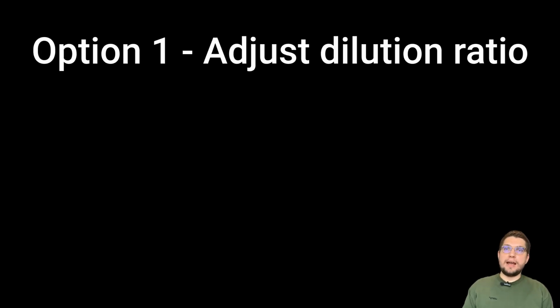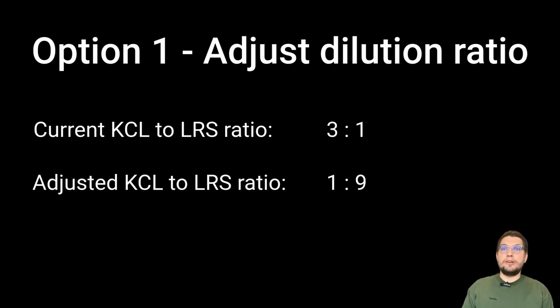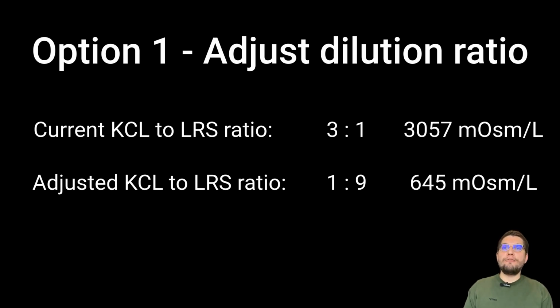Here are the 3 practical solutions. Option number 1, you can adjust the dilution ratio. For example, increase the ratio of LRS to KCl, changing it from the current 3 parts KCl to 1 part LRS to something like 1 part KCl to 9 parts LRS. Mixing 1 part KCl with 9 parts LRS reduces the osmolarity significantly and brings it down to about 645 milliosmoles per liter, making it safe for peripheral administration.